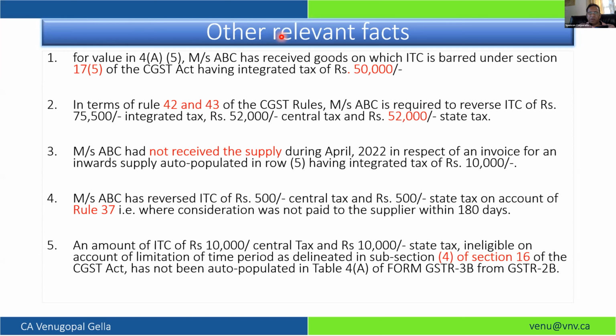Credit is appearing in 2B for the month of August, but I have received the material on 5th of September. Can I take the credit? You should take the credit now, reverse it, and reclaim it. In fact, someone asked a question, and I have put it in the chat on how you report it. You should take the credit now, reverse the credit in the next month, and again re-avail it in the next month, because the material was not received as on 31st of August.